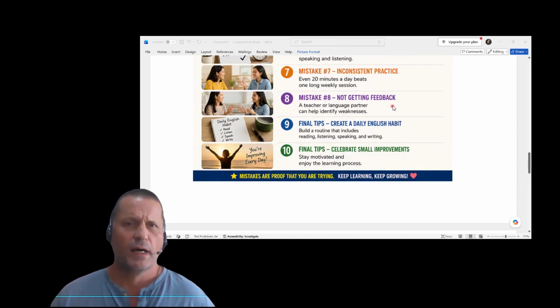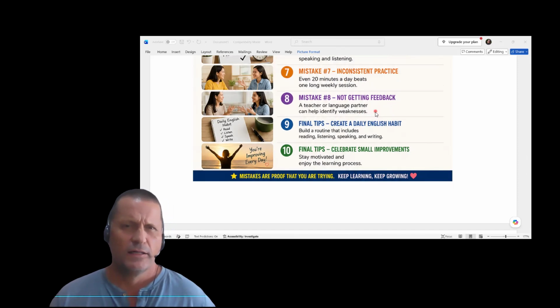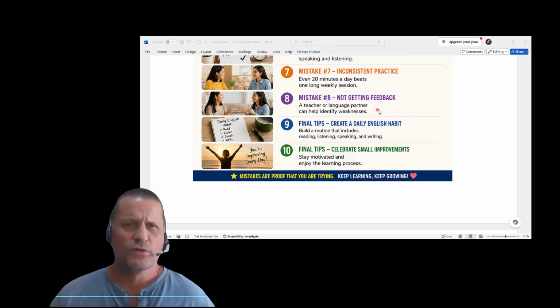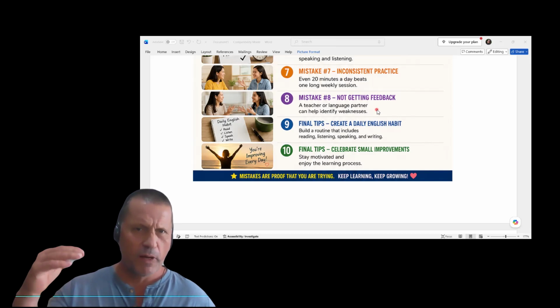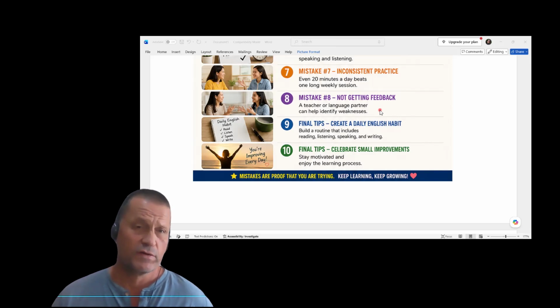Mistake number eight, not getting feedback. A teacher or language partner can help identify weaknesses. Yes. And I'm on year 11 of teaching English, and you actually pick this up as you go. Because most of the time, for most classes, we're not saying, hey, how did I do as a teacher, right? We're just maybe looking at parental feedback remarks if they're online, or if it's a real classroom, we have other teachers or teaching assistants that give us feedback too. And it's a constant work in progress. And we never, as teachers, stop learning. We're always learning, just like the students.